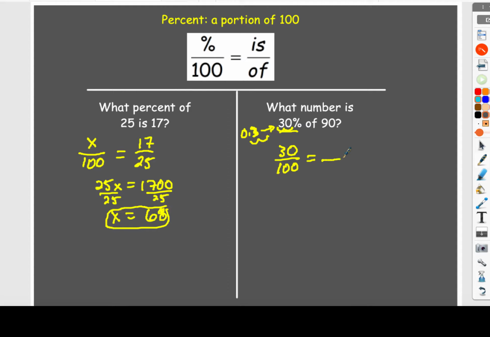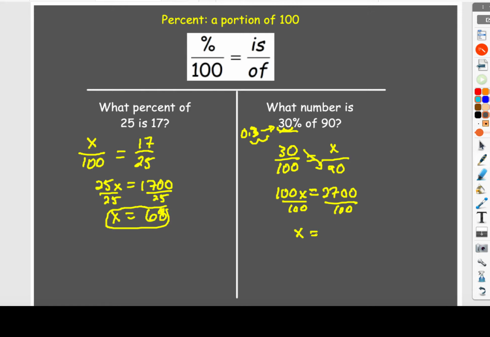So let's do that whole is over of thing. What number is? Well, I don't know the is. Over 90 would be the of. And now we can do a little cross multiplying. 100x equals 30 times 90. Well, 30 times 90, 3 times 9 is 27 with a couple of zeros there. And then finally we'll divide by 100 to solve, to get that x totally by itself.